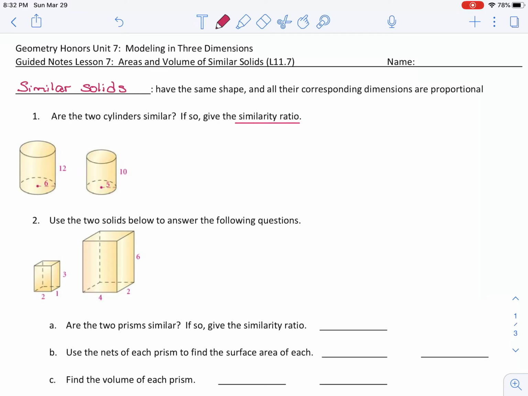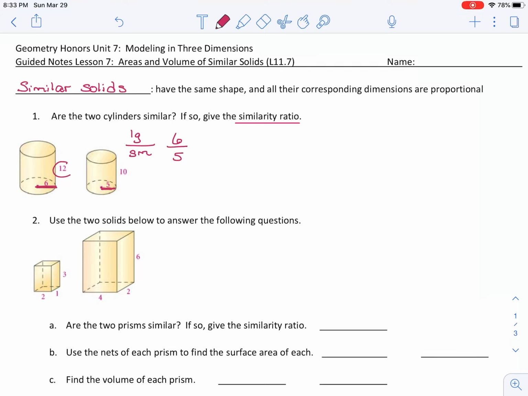To determine this, we need to find the similarity ratio. We need to find the fraction of corresponding parts to see if they're the same fraction, to see if they're proportional. So I'm going to pick corresponding parts. I'm going to start with the radius of the larger cylinder, and put that over the radius of the smaller cylinder. It's fine to put large over small, but keep in mind I'm stuck in that order. Whatever you start out with, you have to stay with.